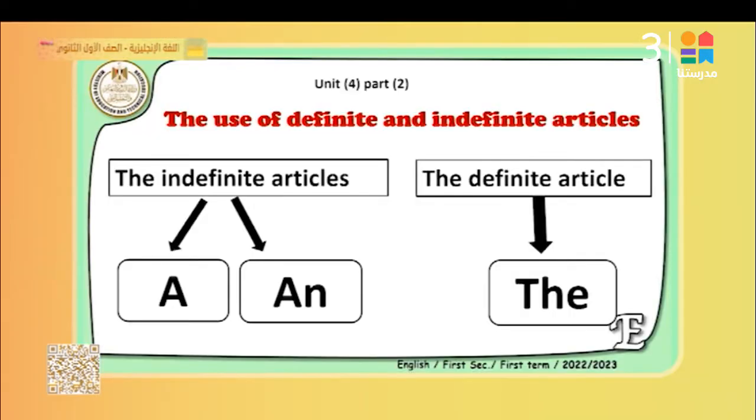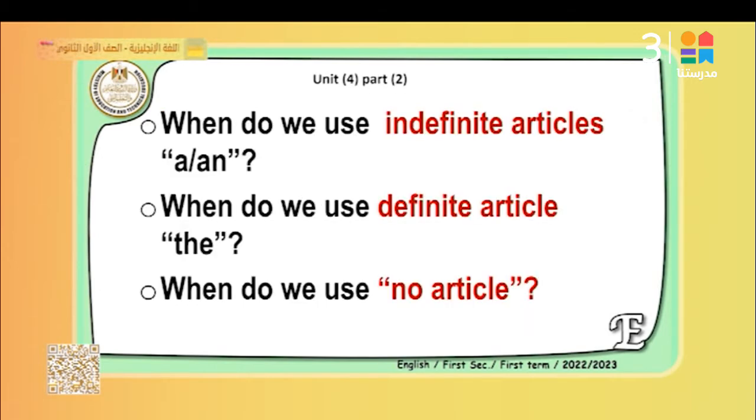Okay, now we are going to talk about something different. The definite and indefinite articles. The indefinite articles, a or an. We use a or an in front of a singular noun. If it is a countable, singular noun, we use a or an. And we use the, the definite article. How can we use these articles? Let's see together. When do we use a or an? When do we use the? And when do we use no article?